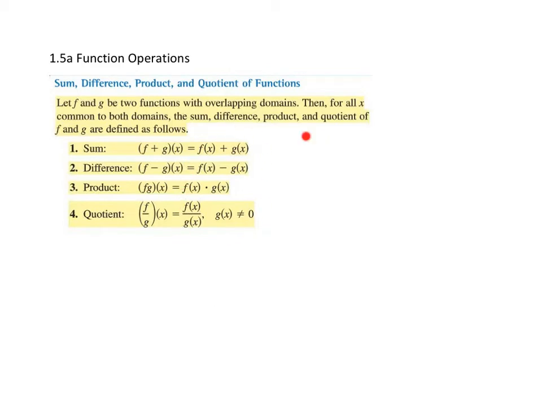I will tell you, if you're adding or subtracting, you need to combine like terms. If you're multiplying, you definitely need to do any distributing that is necessary. And if you're dividing, you want to make sure your denominator can never be 0, because if you divide by 0, you have an undefined function.